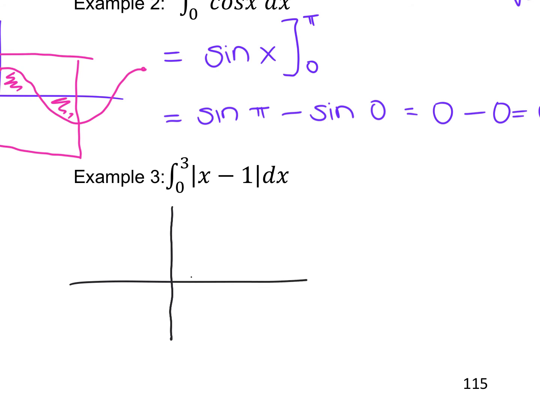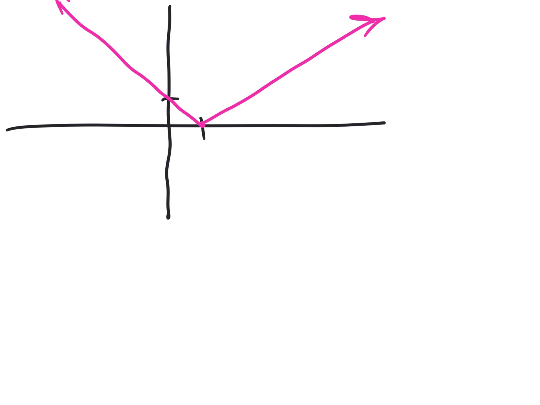So I take my absolute value function, I know it's moved right 1 and has a slope of 1 going this way. So it would look something like this. I would like to integrate this on the interval 0 to 3. So 0 to 1 is this triangle in here. Okay, out to 3 would be something like this.